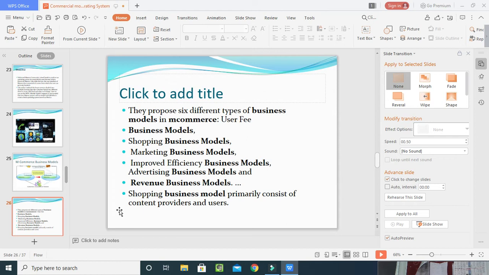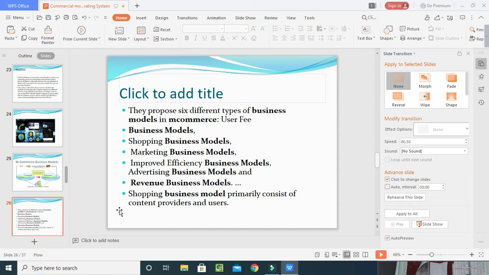So all these are used. The shopping business model primarily consists of content providers and users. Nowadays mobile commerce is used for business models, from business to business, business to consumers, or business to government, all these things. In shopping business models, suppliers are purchasing from another supplier, or the manufacturer is purchasing from 1, 2, 3 suppliers, or from customer to manufacturer, or sometimes manufacturer to customers takes place.